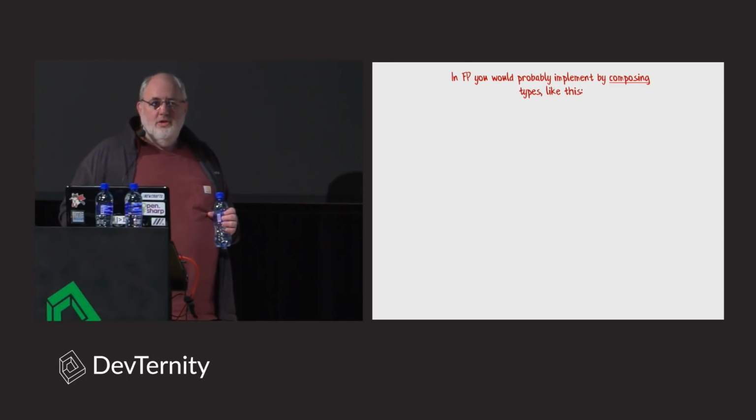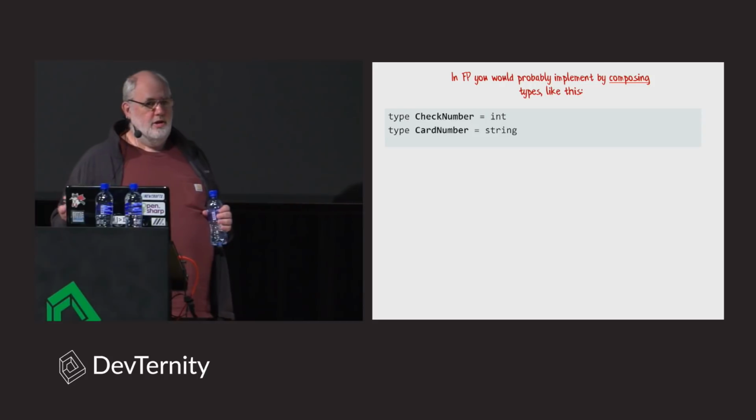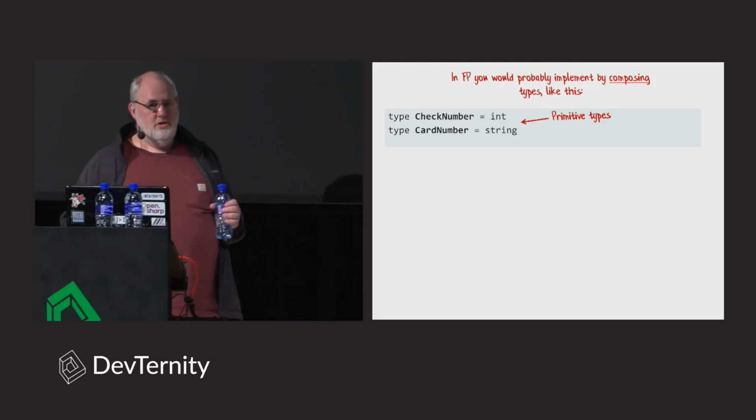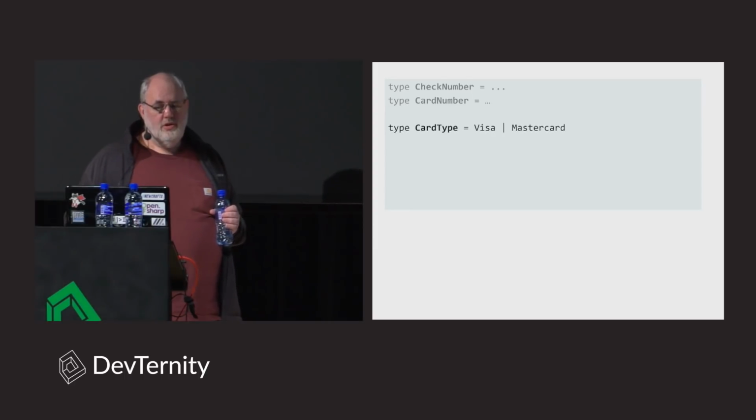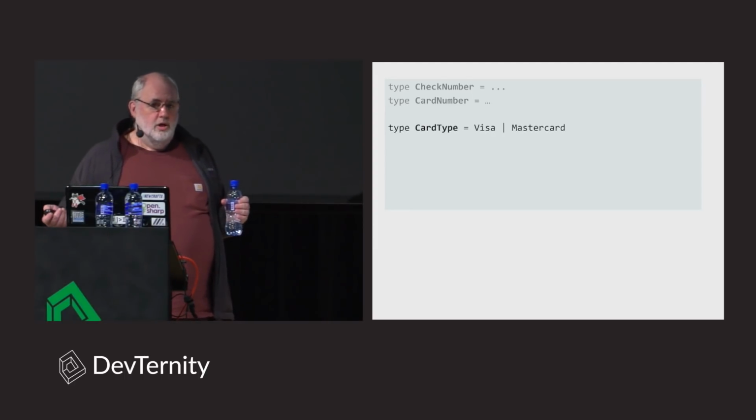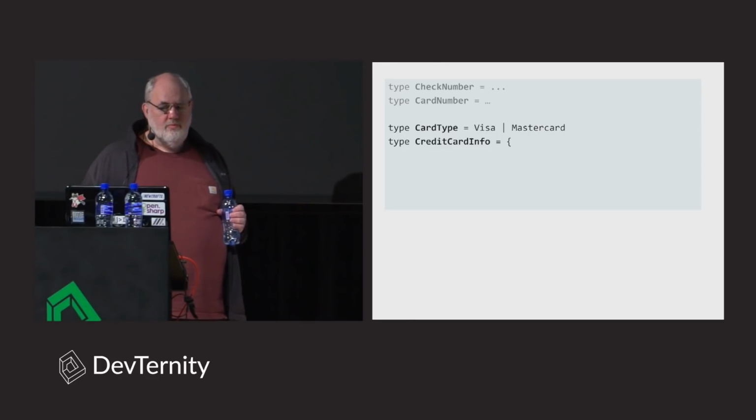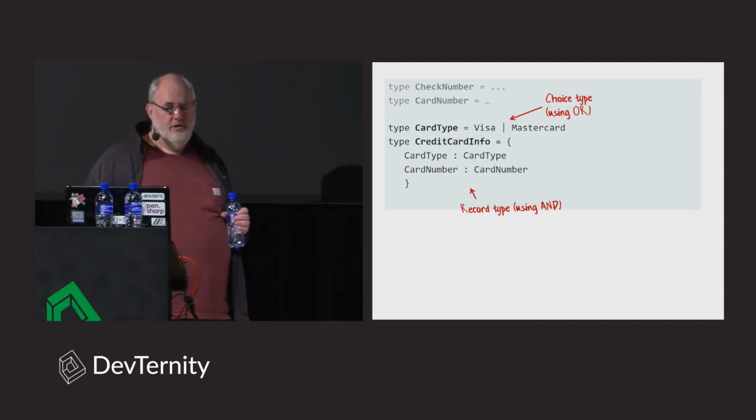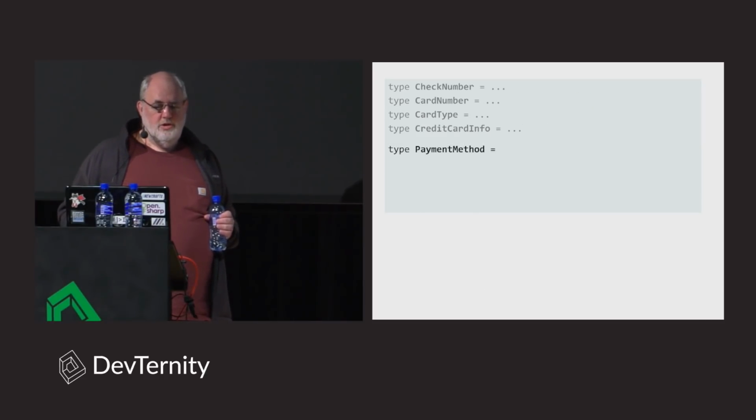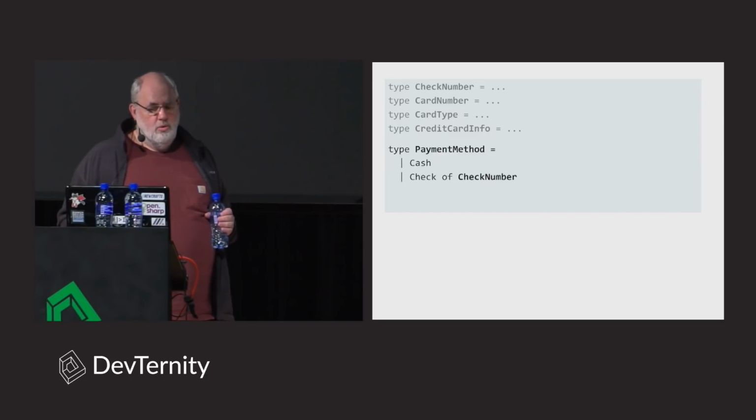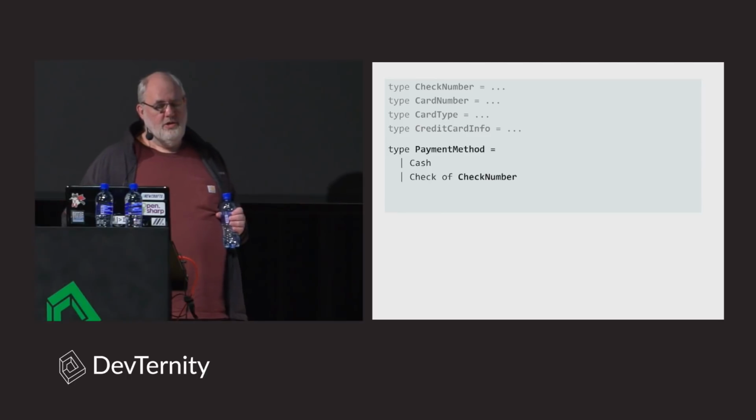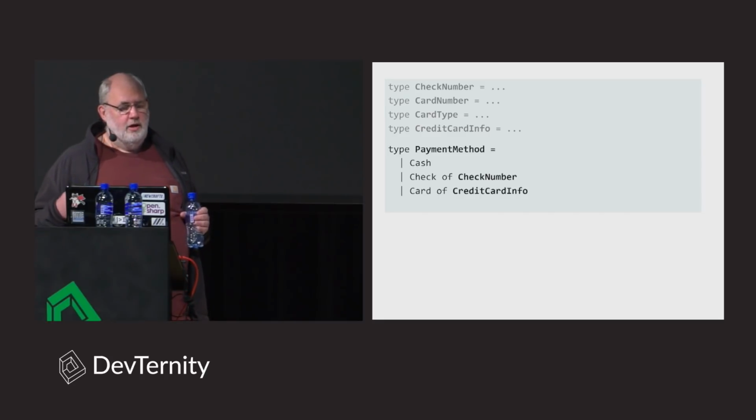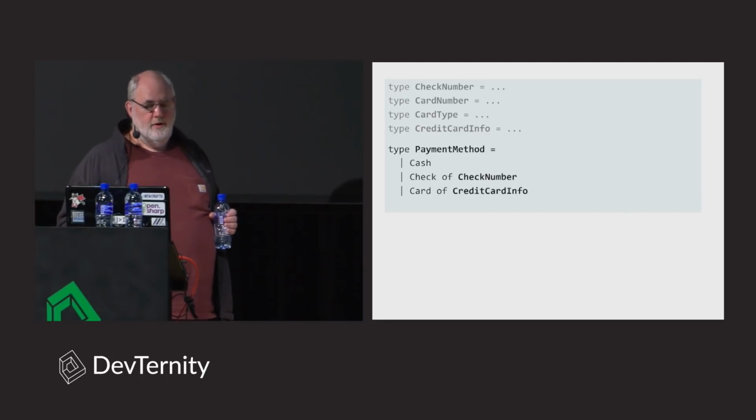In a functional programming style, you'd probably do it very differently, which is you'd build up a bigger thing from a set of smaller things. So you start off with some basic types, like a check number and a card number or something. This is like primitives. And then you take those and you build them together. We have a card type that's a choice, and a credit card is a record, which has two different things in it. Right? So there's a choice type, and there's a record type. And then we say, well, a payment method is either cash or a choice. If it's a check, there's some check number information associated with it. If it's a credit card, there's credit card information associated with it. And there you go, that's a payment method. And you've got your three choices right there.